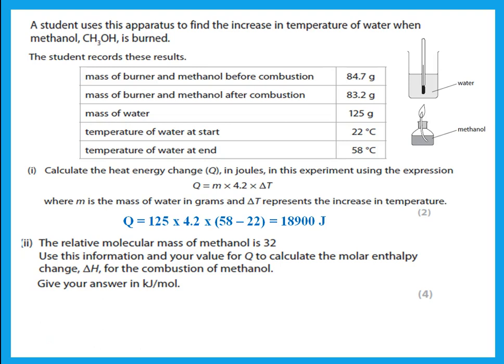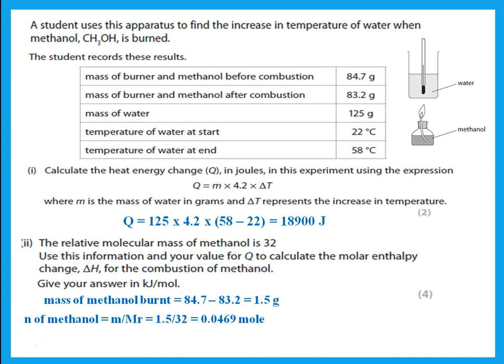Then he says the relative molecular mass of methanol is 32. Now use this information and your value for Q to calculate delta H. We know that delta H is Q over N, so I need to get N. Now how do I get N? N in this case would be the mass over the molecular mass. He has a certain mass of burner and methanol before burning, and after burning. The difference between them is the amount of methanol that actually burned. That is the mass, and I use that to get the number of moles. Number of moles of methanol will be mass over molecular mass. And from this, I can say that delta H is Q over N. Again, this is a combustion reaction, so this is an exothermic reaction, and the delta H has to have a negative sign.